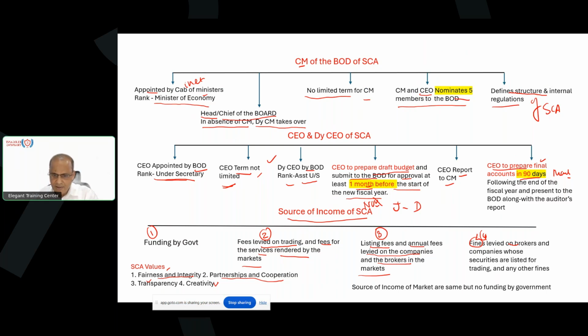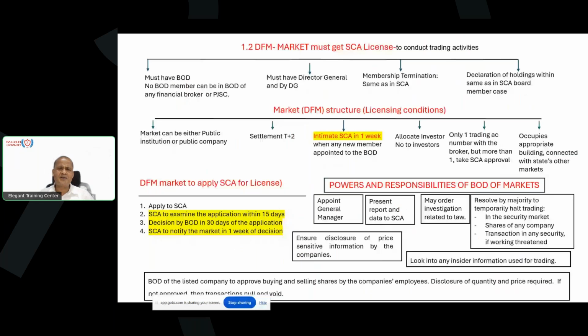So what it says here, sources of income of market. The market, the Dubai Financial Market, also gets money from here, from here, from here, but not from government. This is from the market, not for us. So government does not fund the market. Government funds the SCA. Clear? Next, have a look at it.